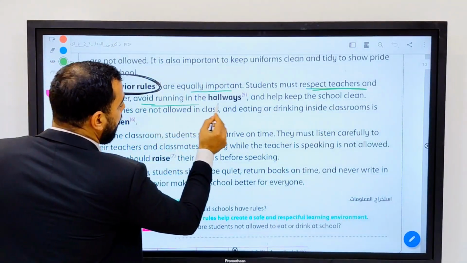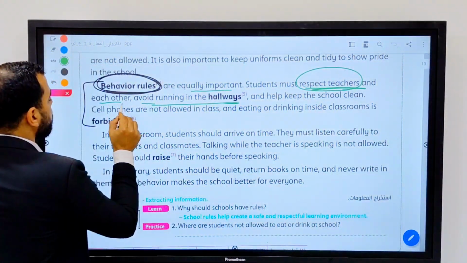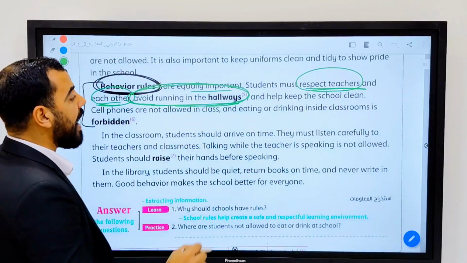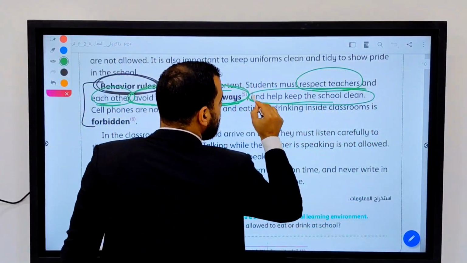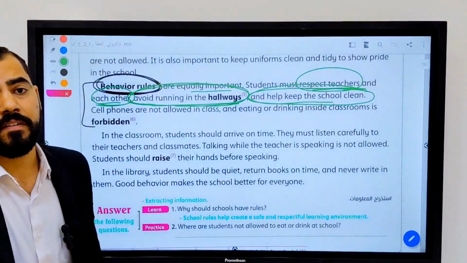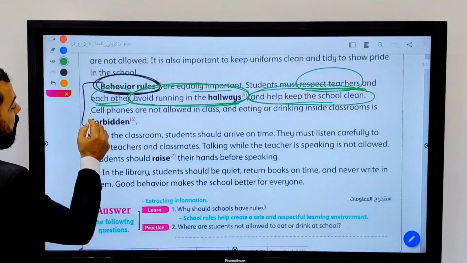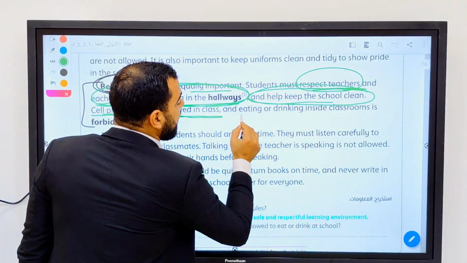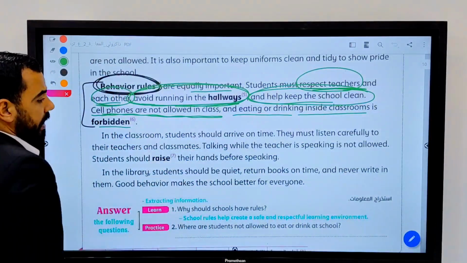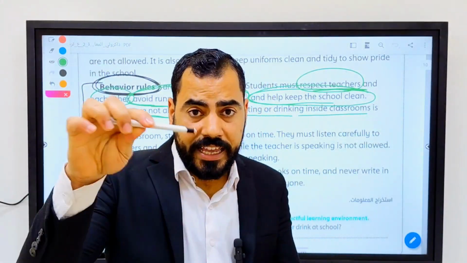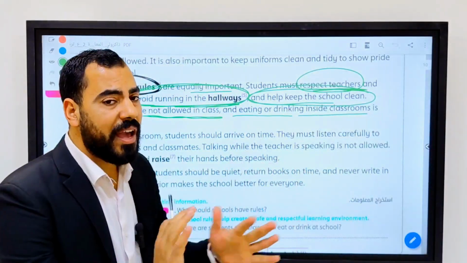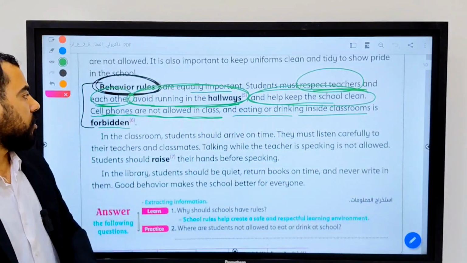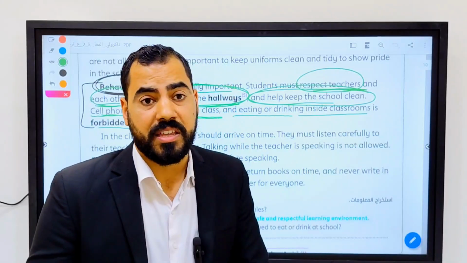Avoid running in the hallways. So you respect teachers, you respect each other, and you avoid running in the hallways and help keep the school clean. So these issues are related to the behavior rules. Cell phones are not allowed in class. And eating or drinking inside the classroom is forbidden. So cell phones, eating and drinking inside the school or inside the classroom are forbidden or not allowed. And respecting teachers, respecting each other, avoiding running in the hallway, and helping keep the school clean.